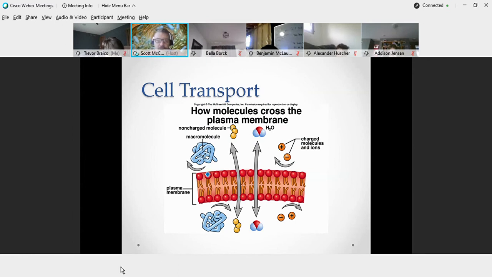Now, if I have a large molecule like glucose, let's say this guy's glucose here, glucose cannot move through. It gets repelled by the membrane. It's too large. So to get that into the membrane, you would need either a channel protein or a carrier protein to get that in. Something that is charged has a positive or a negative.